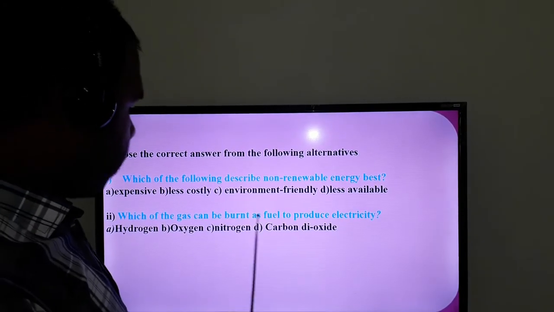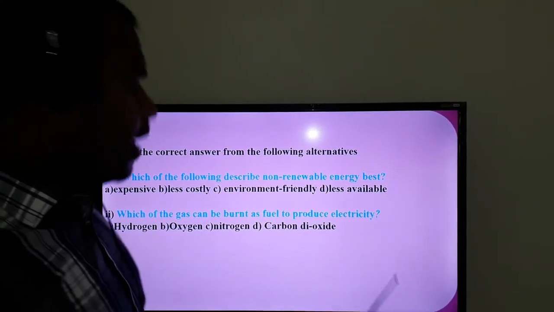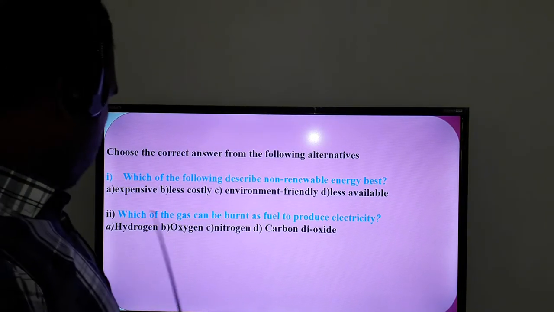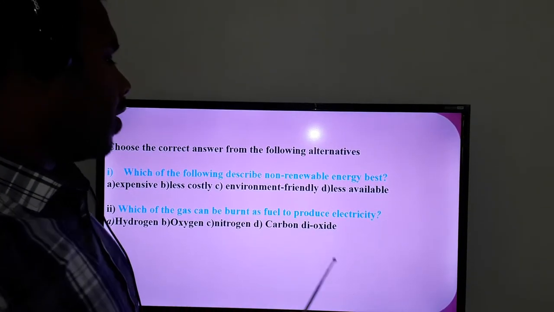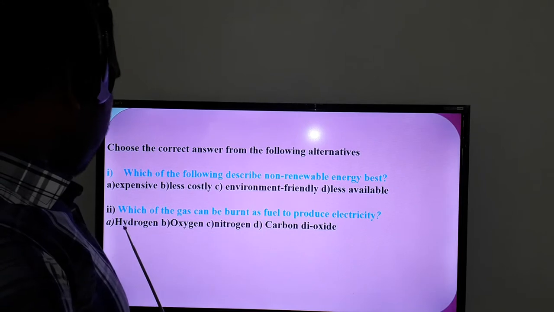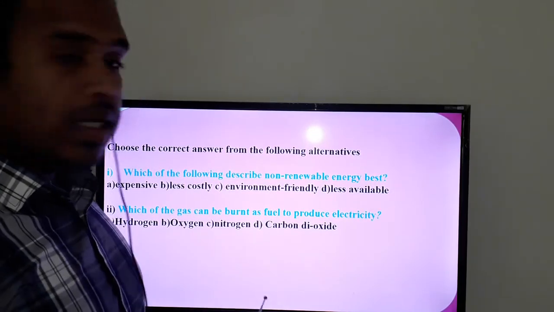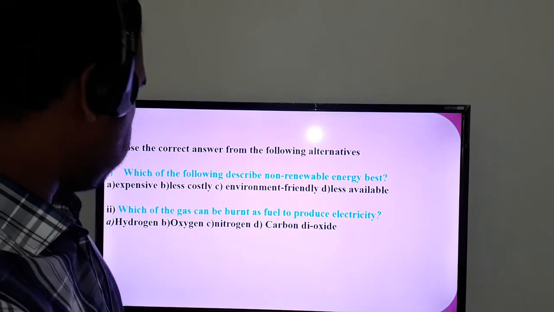Which gas can be burned as fuel to produce electricity? Which gas? Hydrogen, oxygen, nitrogen, or carbon dioxide? The answer is hydrogen. This can be used to produce electricity.